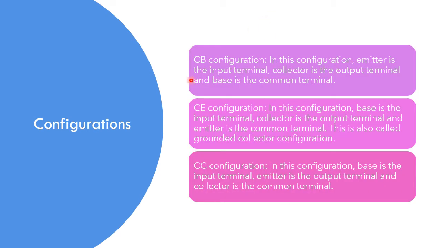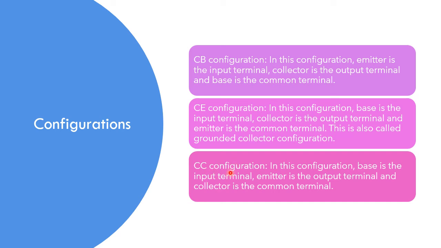Now we see what the input, output and common terminals are in these configurations. In common base configuration, the base is the common terminal, the collector is the output terminal, so automatically the emitter will be the input terminal. Now in CE configuration, this is common emitter, so the emitter is common. The collector will be the output terminal, and the base will be the input terminal.